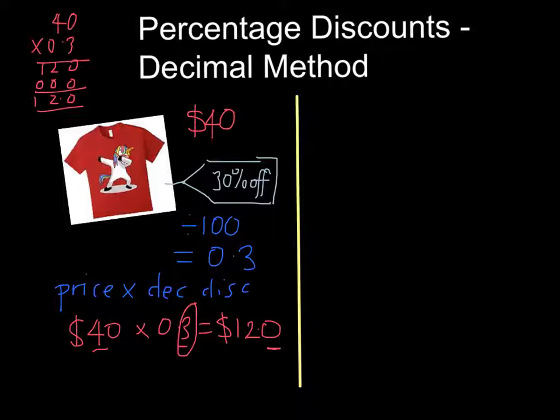Then to find the new price, you would do the original price, $40, take away the discounted price of $12, giving us $28. You can actually use this method also to get directly to the discounted price without having to find the discount amount. This is by doing the original price, take the discount.